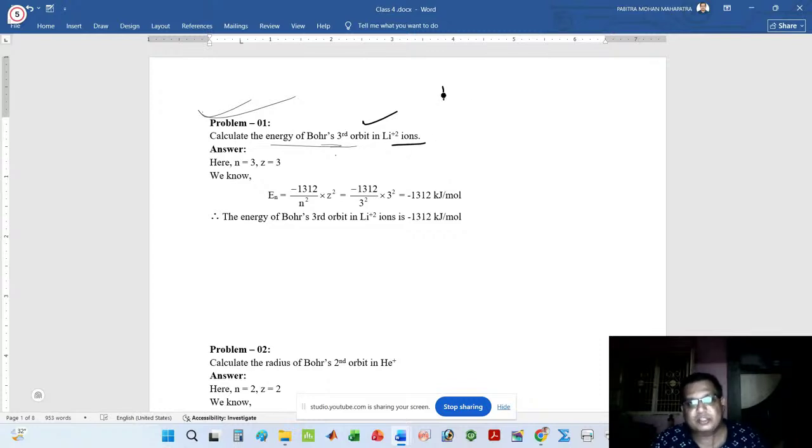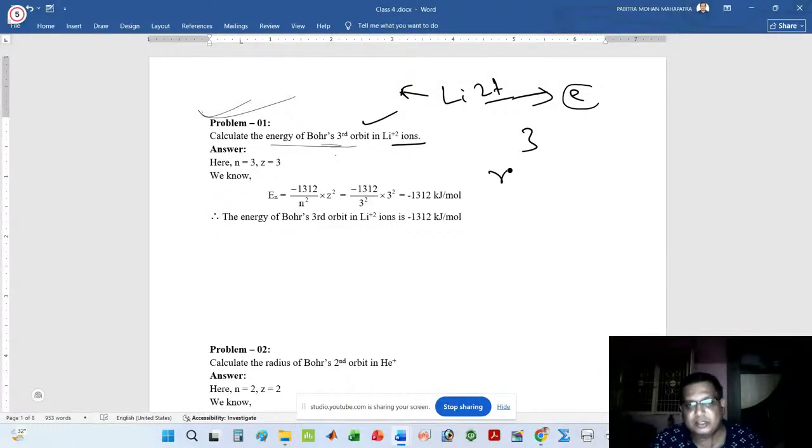Here, the Li2 plus ion belongs to the single electron species. The 2 plus means two electrons are already lost, so only a single electron is present. So Li2 plus ion is similar to the hydrogen atom, because the hydrogen atom has one electron and Li2 plus also has one electron. So we use the Bohr formula.